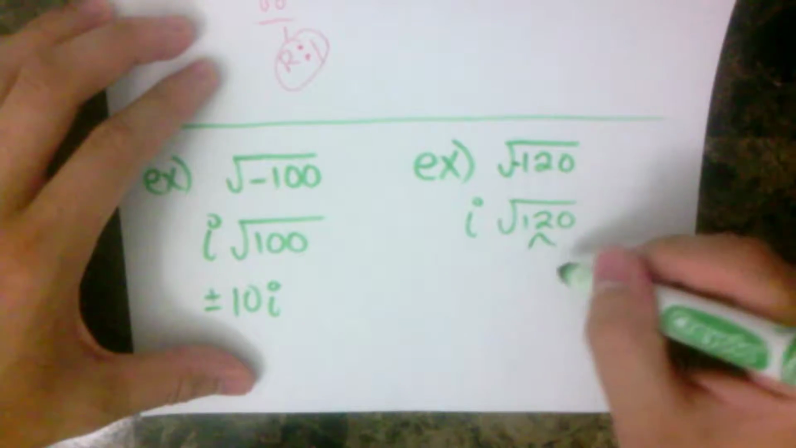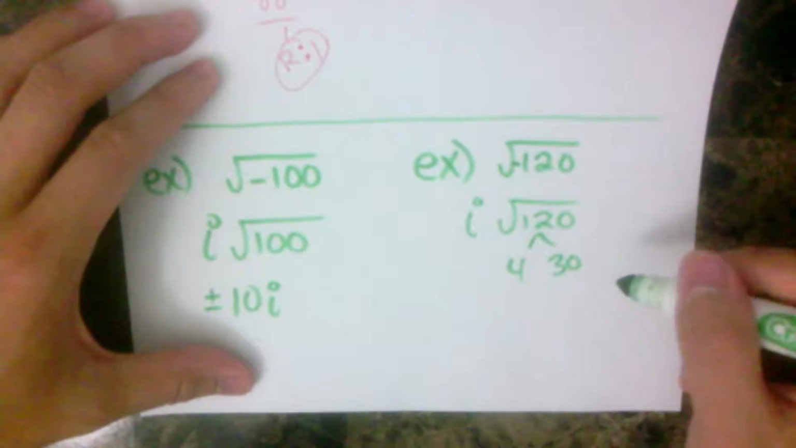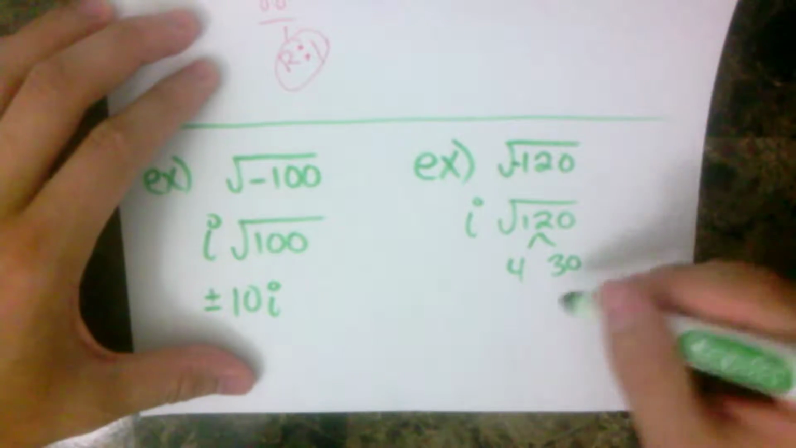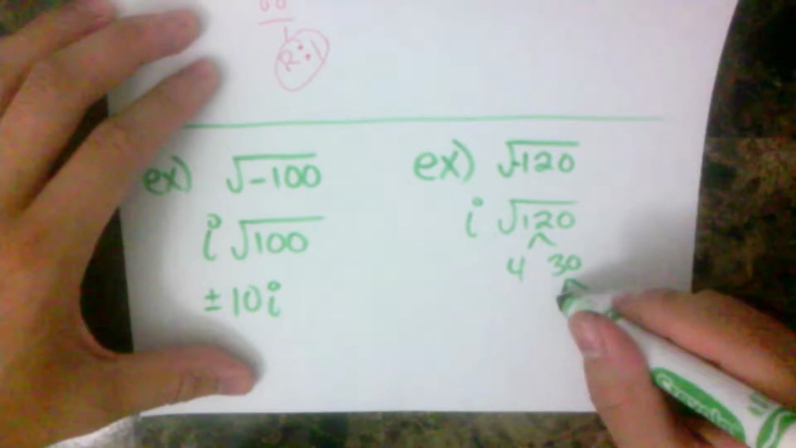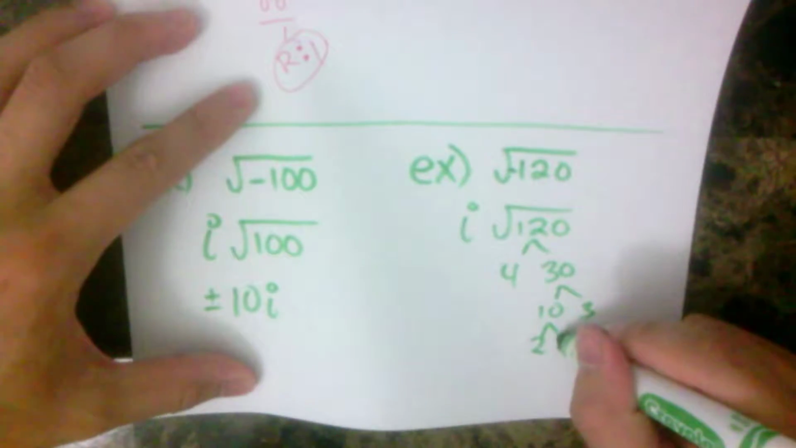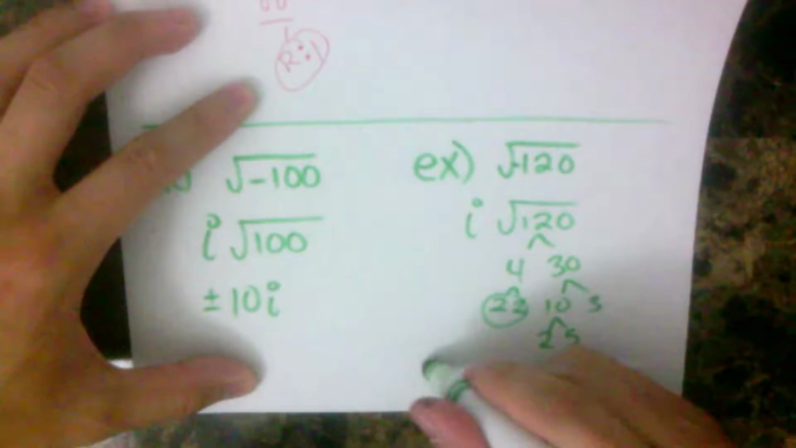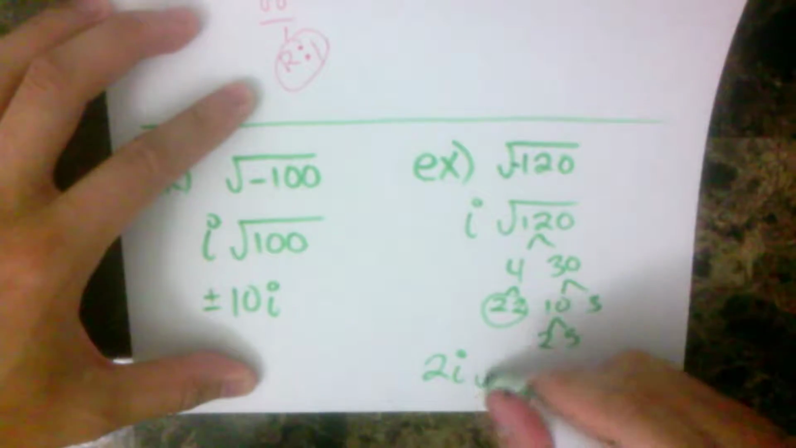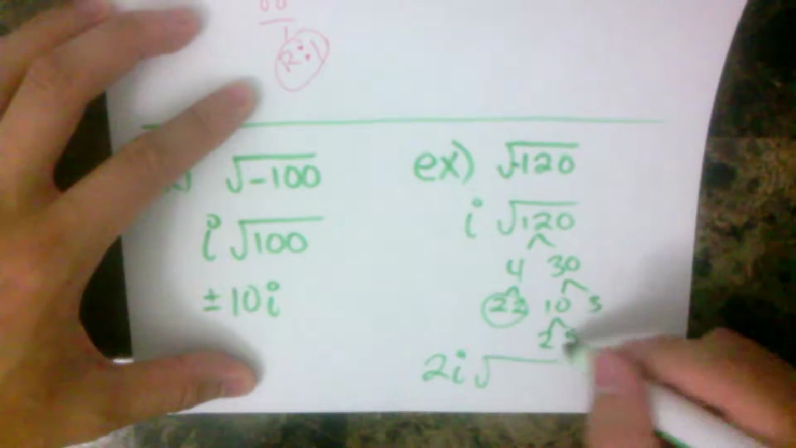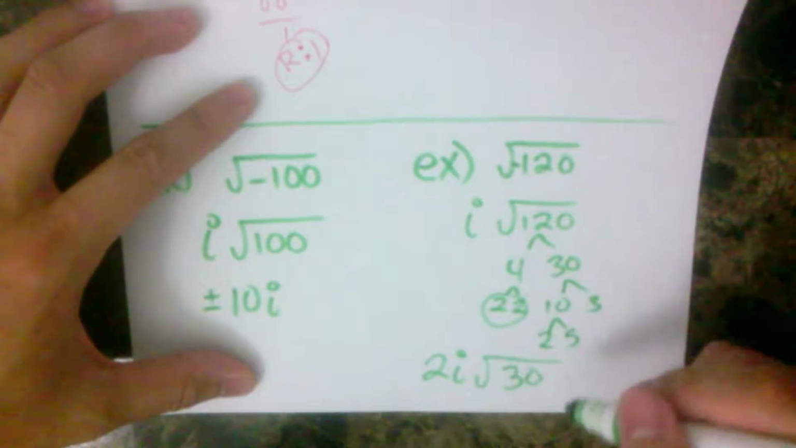So, let's see. 4 times 30. And that's actually going to be it, but you could go all the way here, and you could go, alright, well, 10 times 3, 2 times 5, and then 2 times 2. You're looking for pairs, so there's a pair, so you pull out 2i, and then the square root of, there's no more pairs, so you got to put 2, 5, and 3 back underneath. 2 times 5 times 3 equals 30.